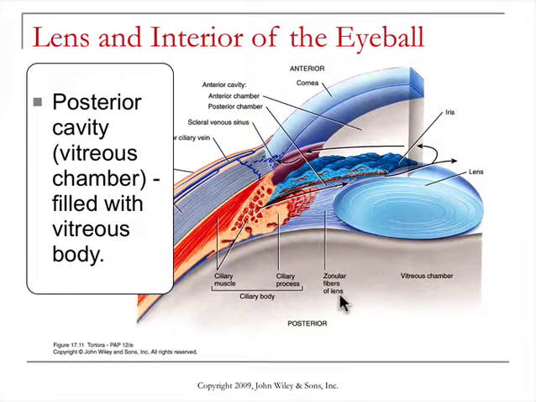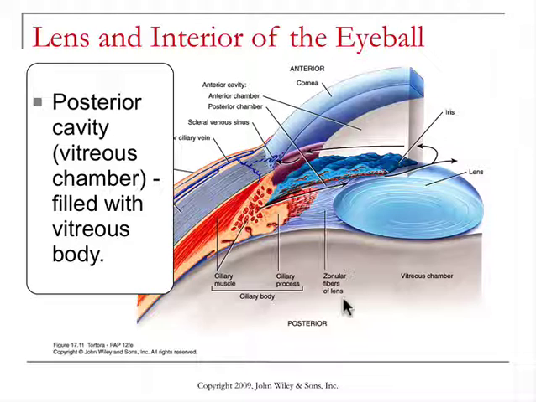The posterior cavity is known as the vitreous chamber, and it's filled with a fluid known as vitreous body. The vitreous body does not undergo constant replacement like the aqueous humor does. The purpose of the vitreous body is to push the retina flush up against the choroid, giving the retina an even surface so that it can receive images.